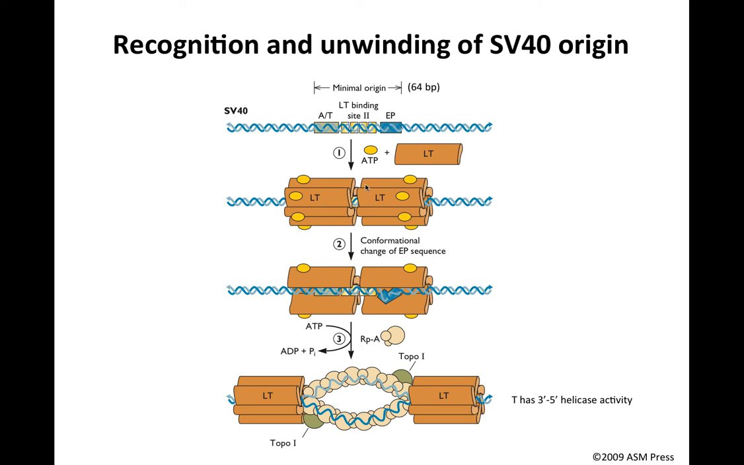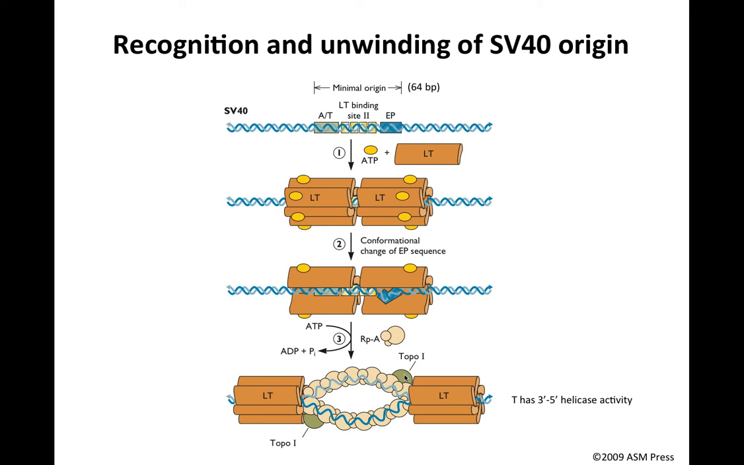So two hexamers of large T bind to the origin, and they induce a conformational change in a very specific part of the origin called the EP. And that allows, in an energy-dependent manner, a cellular protein called RPA, that stands for replication protein A, to bind and begin to denature this origin of replication. And that happens together with a cellular protein called topoisomerase 1.